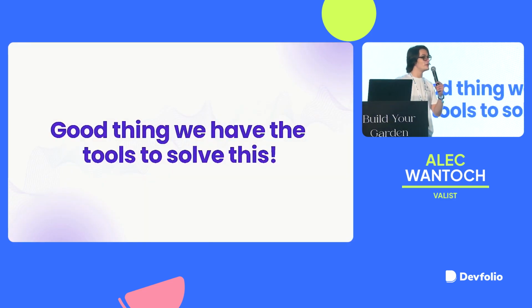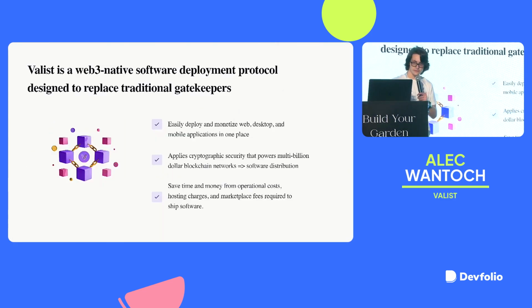But it's a good thing that we do have the tools to solve this. And that is Valist. Valist is a Web3 native software deployment protocol that is designed to replace all of these traditional gatekeepers. It is an easy way to deploy any type of application. You could deploy web apps, mobile apps, and desktop apps in a super seamless, easy way. And then we deliver it to every single platform as well.